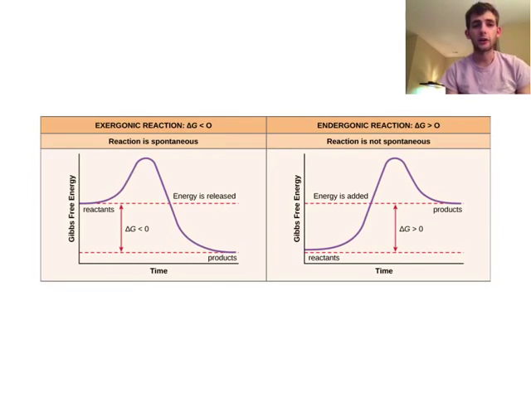Here are just a couple of diagrams to show the difference between exergonic and endergonic reactions. You should be able to tell what type of reaction it is just by looking at the graph. If the reactants have more energy than the products, like on the left here, that's going to be an exergonic reaction, meaning that energy was lost or released. And on an endergonic reaction graph, if the reactants have less energy and the products have more, that means that energy was gained during that process, meaning that it was an endergonic reaction.